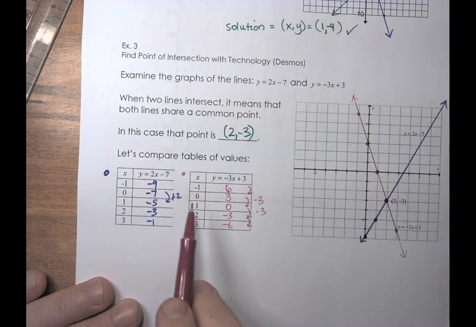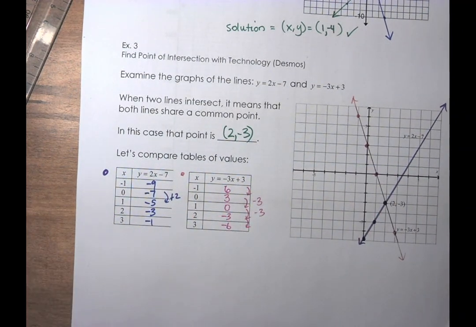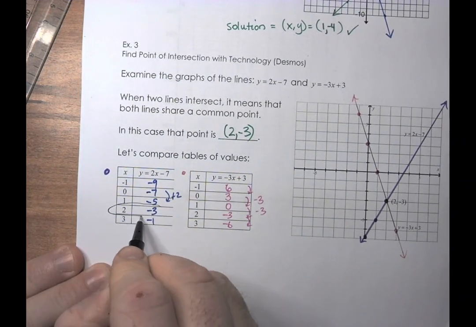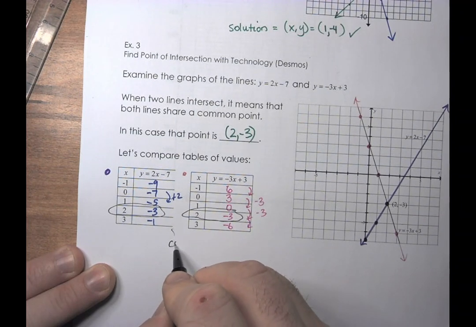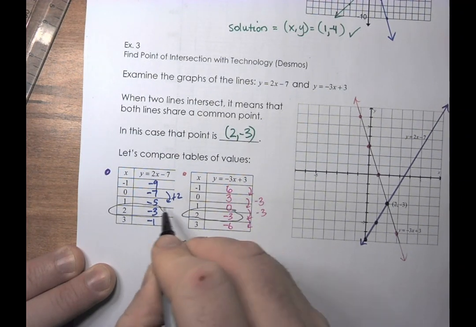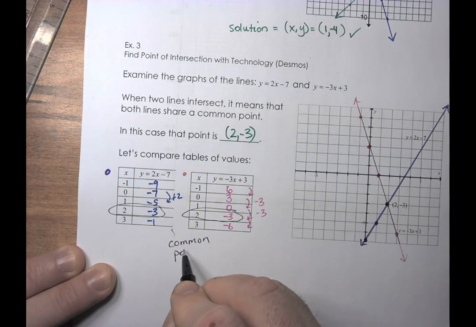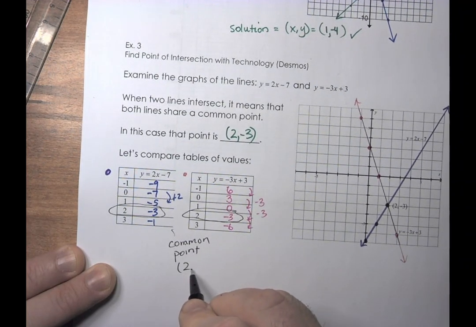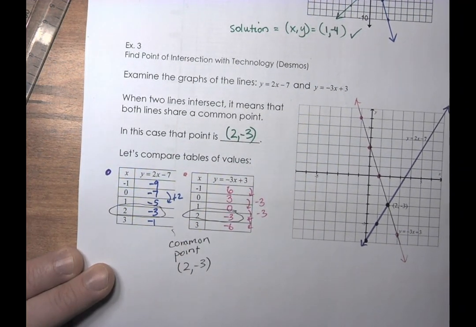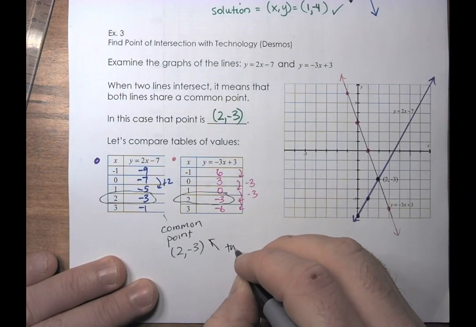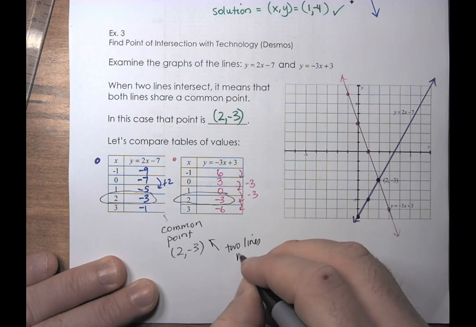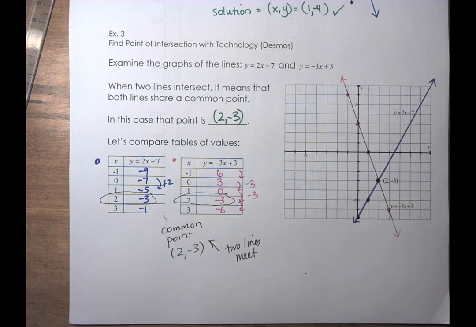So what this is saying is that these two lines only have one common point of 2, negative 3. That's the solution. It's where the two lines meet. And I can do that from there.